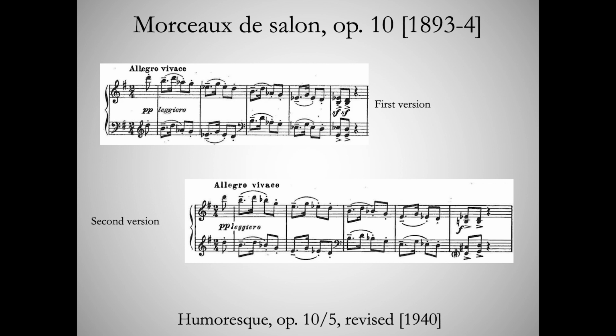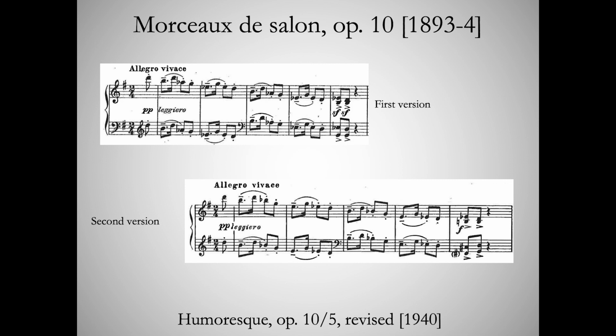When we get to another set of pieces, he decided to, again, take one and make some slight variations on it. The thing I want you to see here, the first version's on top, and the second version's on the bottom. This is a humoresque from another set of salon pieces, the Opus 10 set. And you'll see that it's almost exactly the same, with a few melodic differences and then a very clear harmonic difference at the very end, those last two punctuated chords.